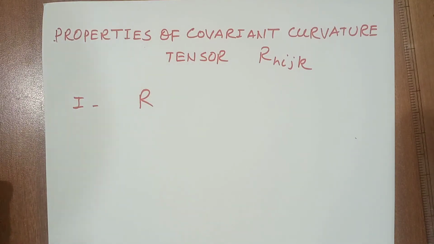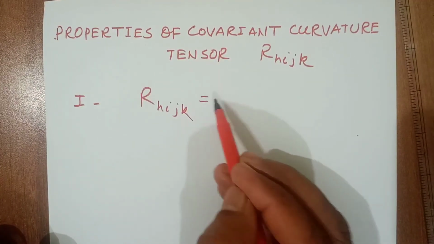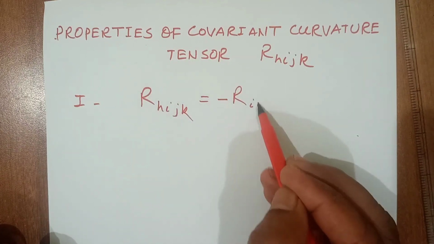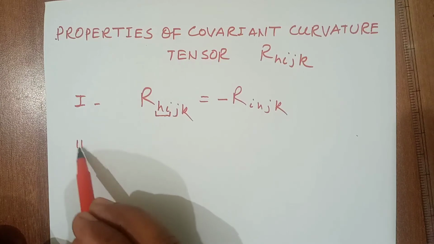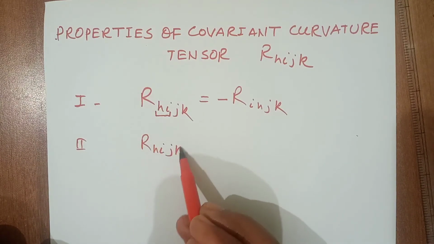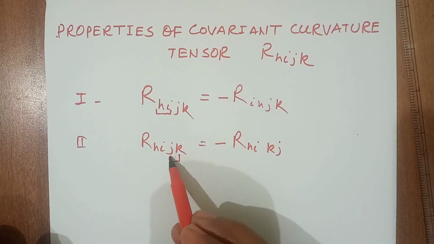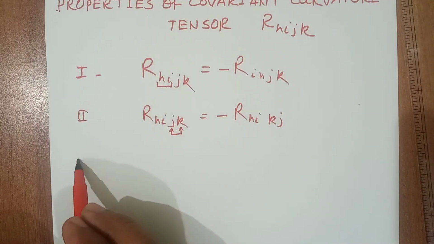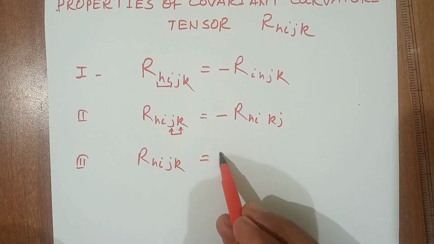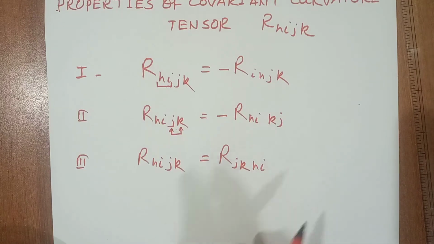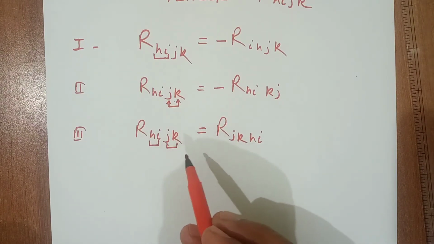Properties of the covariant curvature tensor R_hijk. So first property is R_hijk is equal to minus R_ihjk, means this is skew symmetric in the first two indices. Okay, and similarly the second property is R_hijk is equal to minus R_hikj, means skew symmetric in the last two indices. Okay, and similarly the third property, R_hijk is equal to R_jkhi, means if we interchange pairs of indices, there is no change in the value of the covariant curvature tensor.